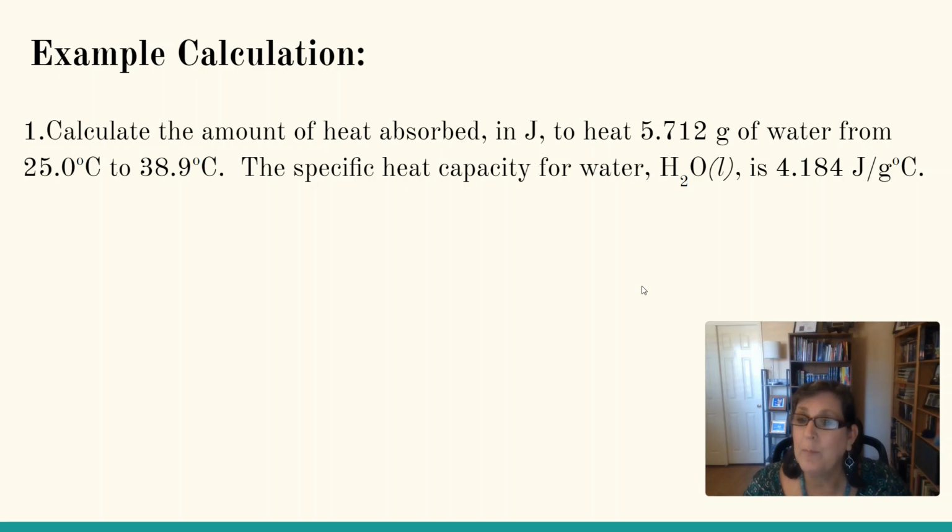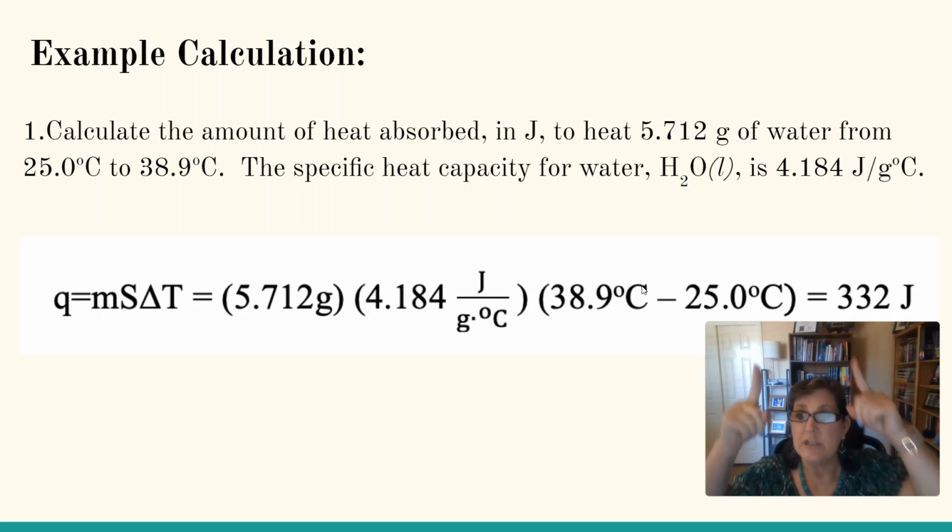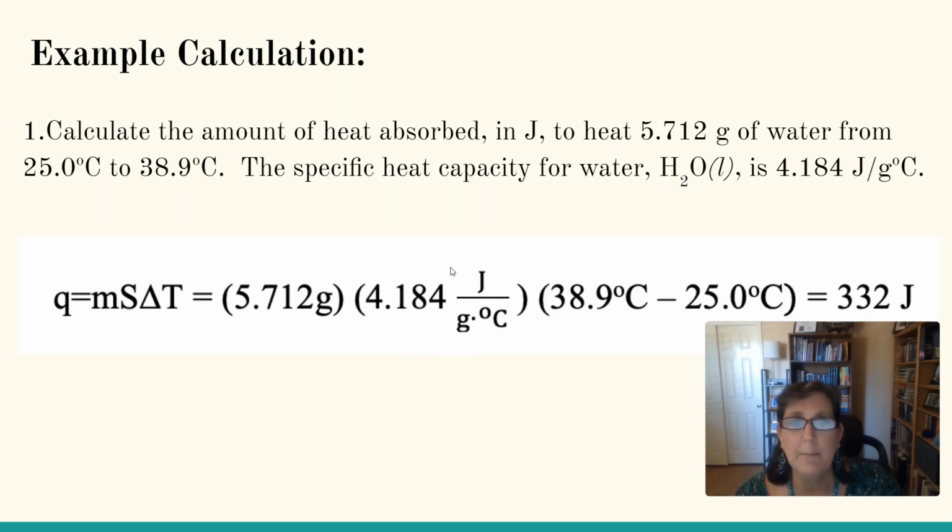See if you can solve this problem yourself real quick. All we're doing is plugging in. Hit pause and solve. Okay, we're back. We have Q equals ms delta T. M is mass, which is 5.712 grams. S is specific heat capacity, which is 4.184 joules per gram degree Celsius. Temperature change is final minus initial, which is 38.9 minus 25.0 degrees Celsius. Make sure you do that subtraction first or put it in parentheses, then multiply by the other numbers.